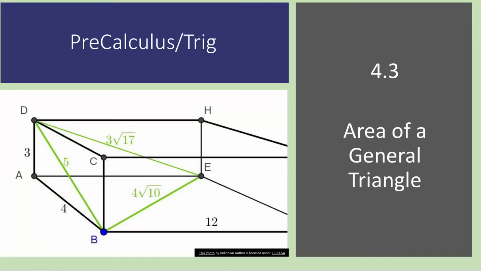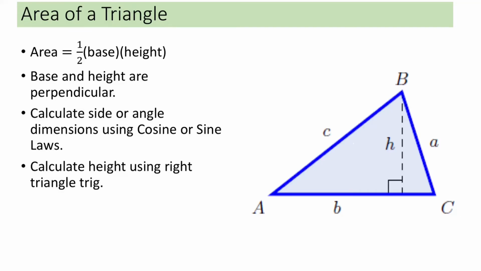In this lecture, we're going to talk about how to find the area of a general triangle. We have a general triangle. This is the same picture that we used when we generated the law of sines. So we have our same lettering system on this triangle here.